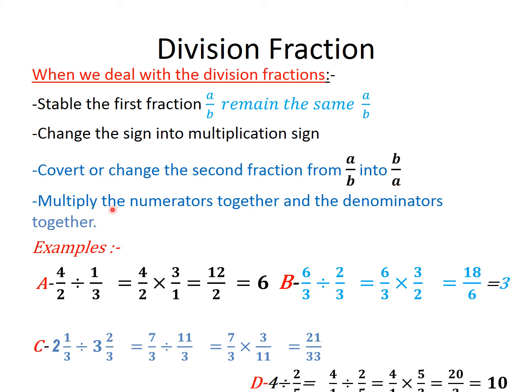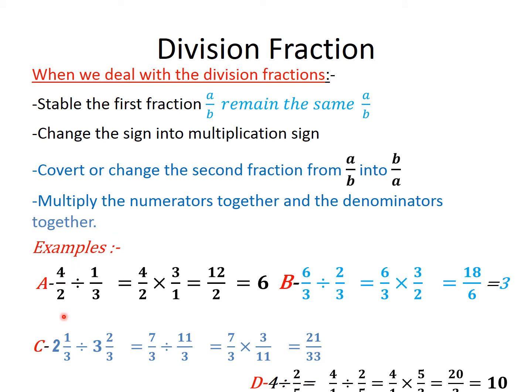After that, we multiply the numerators together and the denominators together, the top numbers together and the bottom numbers together. Look, for example, again, when we are dealing with division fractions, we should only stable the first fraction, put it as it is, and we change the division sign into a multiplication sign, and then we change the second fraction. After that, multiply the numerators together and denominators together.